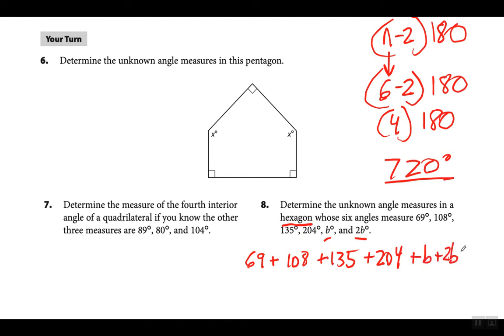That part you could do in your mind. I'm just writing it out for the people that may not get it if I do it in my mind. Alright, so when I add up these 4 numbers, I'm going to use a calculator for that. Give me 1 second, just for the sake of time. Alright, so 69 plus 108 plus 135 plus 204 gives me 516. Alright, so all this is 516. Now b plus 2b, that's easy. 3b.